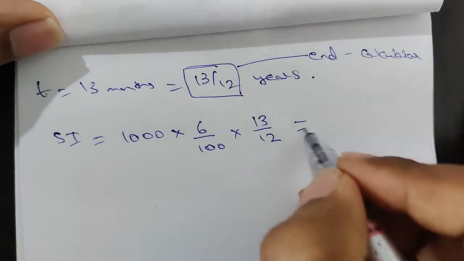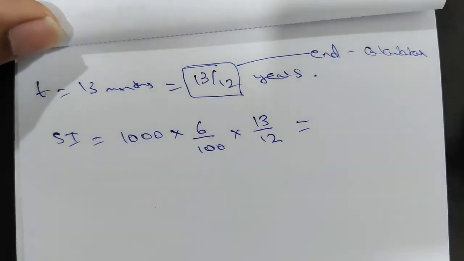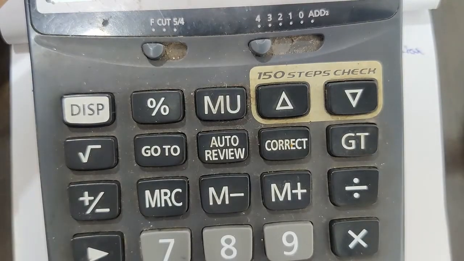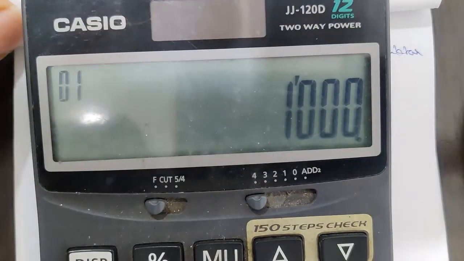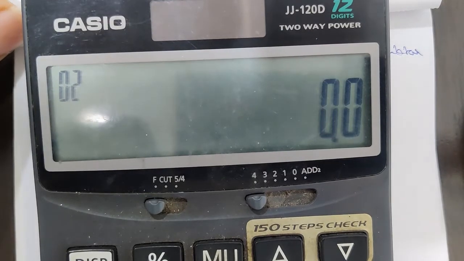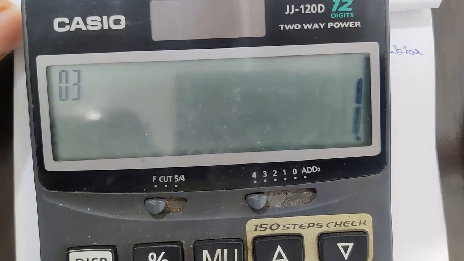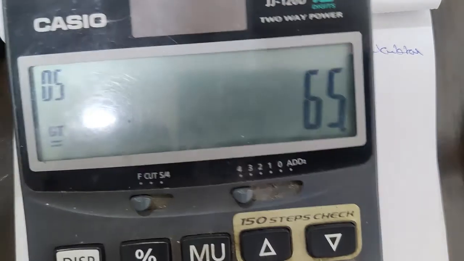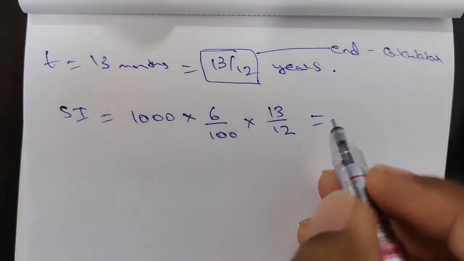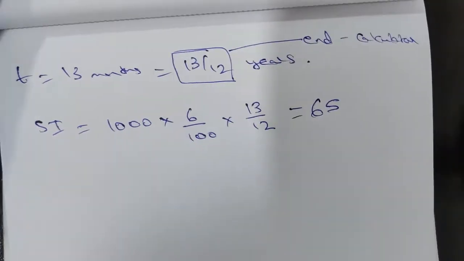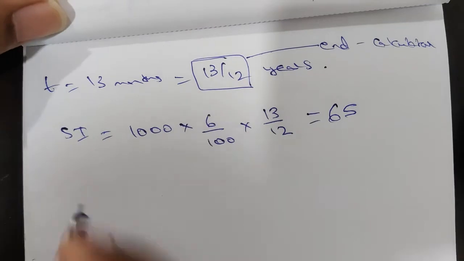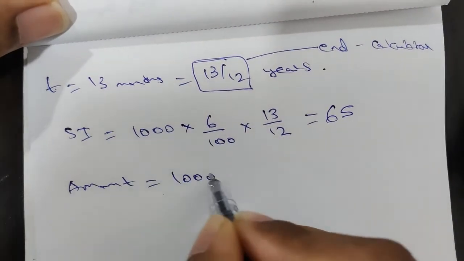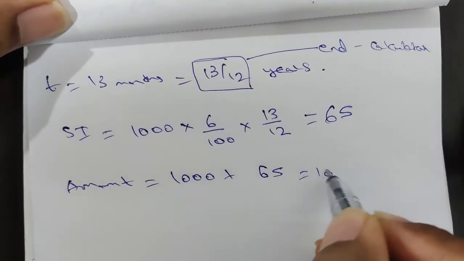So if we see the answer for this, 1000 into 0.06 into 13 divided by 12. So your simple interest is 65. And then amount is equal to 1000 plus 65, 1065.